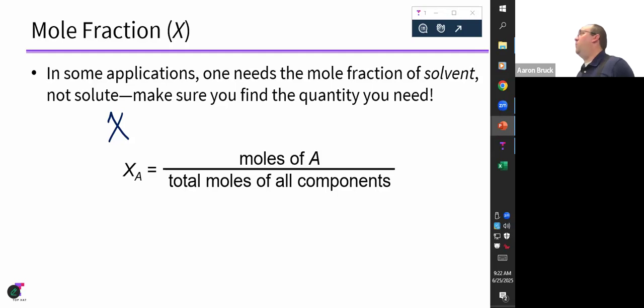And where we have to be careful with mole fraction is that almost everything up until this point has focused on the solute. Solute has been in the numerator for every single unit that we've looked at thus far. With mole fraction, that's not always the case. One of the applications of mole fraction is vapor pressure lowering. And for that, we're interested not in the mole fraction of the solute, but rather of the solvent, because we want to see how much the solvent is impacted, which means we need to know how much of the solution is solvent.